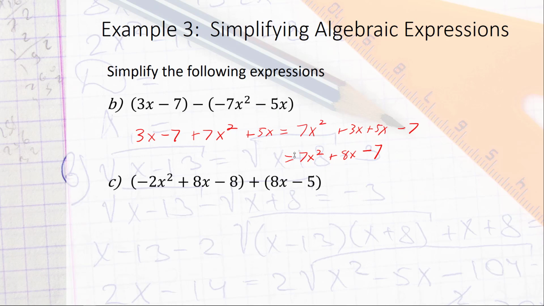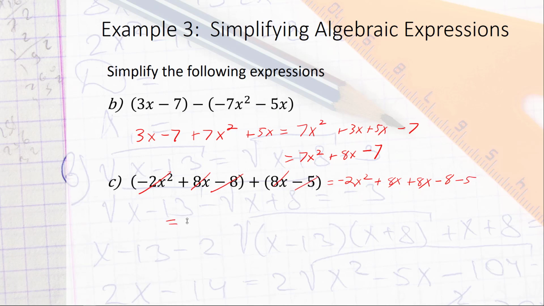For our next problem, we actually have a trinomial and a binomial added together. So for this one, once again, we will group like terms. We have a negative 2x squared. And I forgot to do this part. And then we have two terms with just an x in it. So that'll be a plus 8x. There you go. Plus 8x. And then we have a minus 8, minus 5.